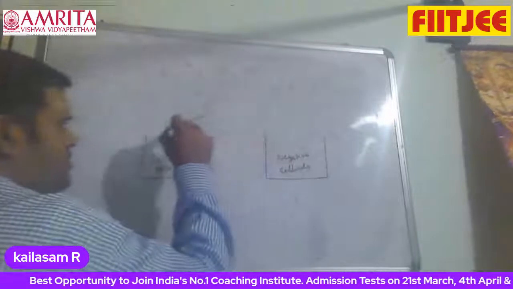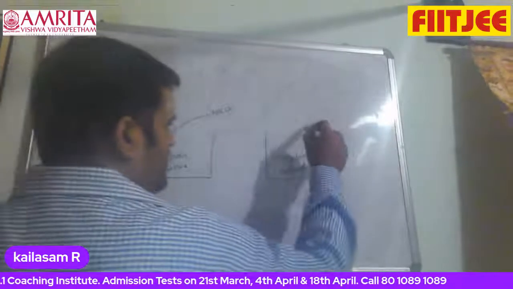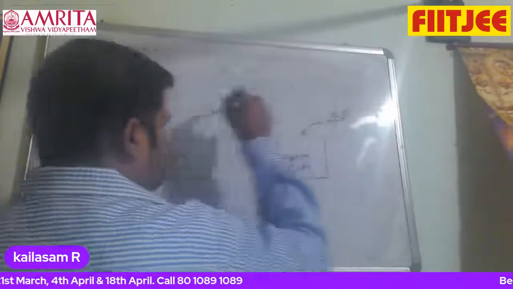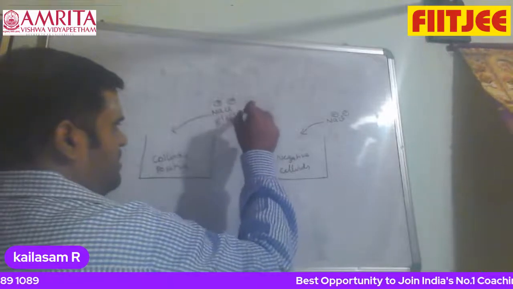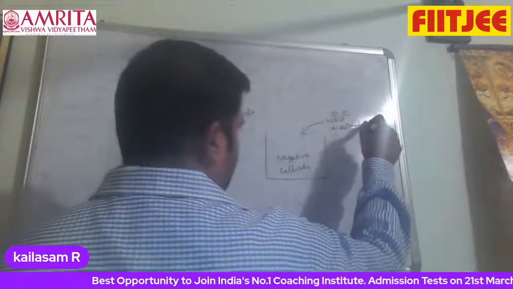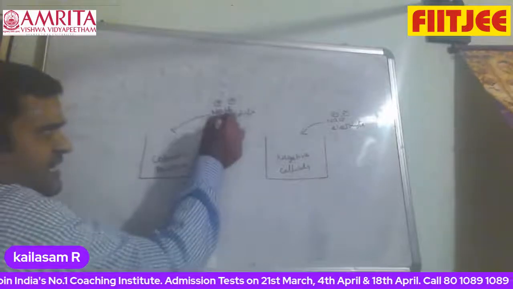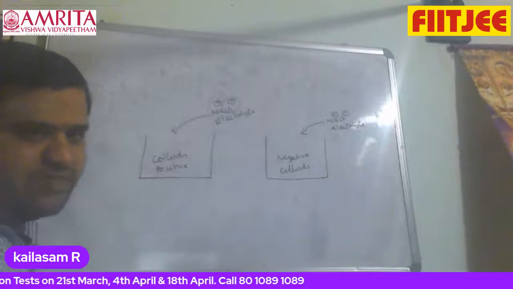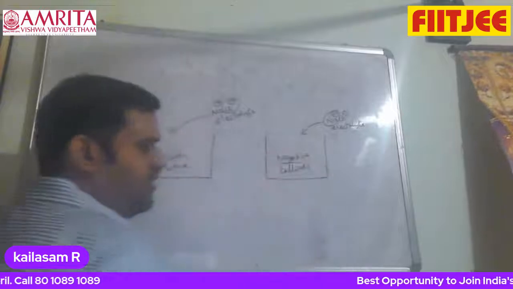I am going to add the electrolyte NaCl to the colloids. Now Na plus and Cl minus, here also Na plus and Cl minus. This is the electrolyte I am going to add. In positive colloids, the negative part of the electrolyte is responsible for coagulation. Coagulation means precipitation. In negative colloids, the positive part of the electrolyte is responsible for coagulation.